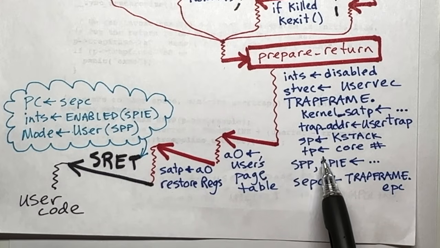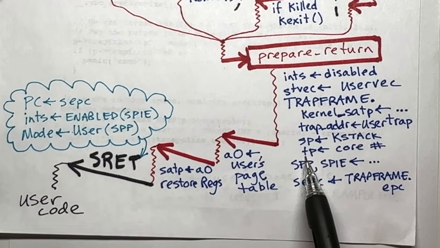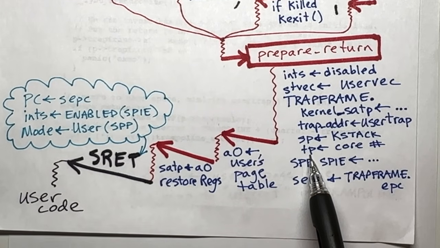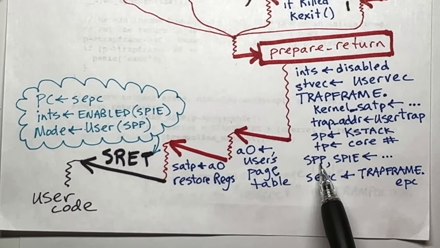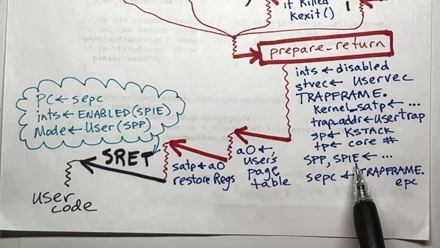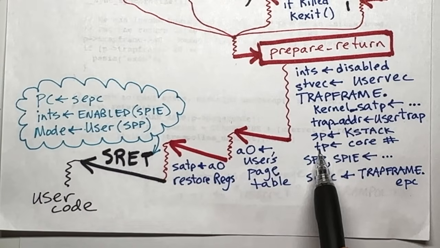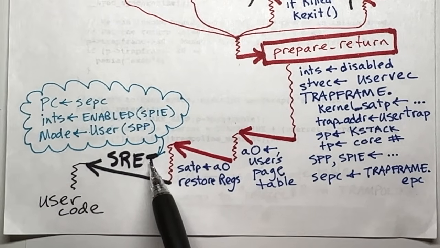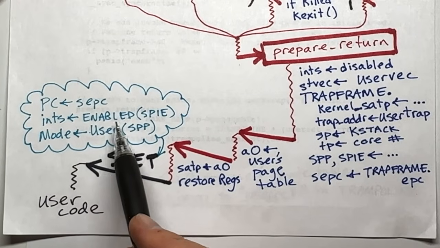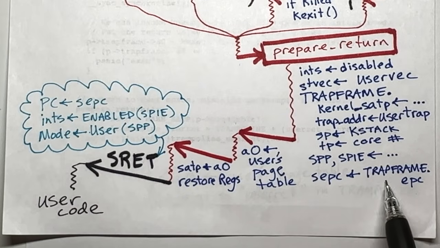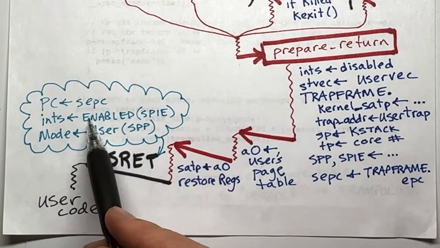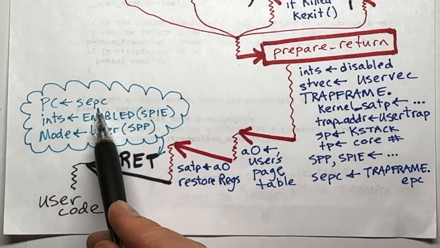And we save an initial value for the stack pointer. And we save the number of the core we're running on, since the TP register might get overwritten by the user code and we'll need to restore it after the next trap. We also set a couple of bits, namely the previous privilege bit and the previous interrupts enabled bit in the status register. The sret instruction will use these bits to change into user mode and to re-enable interrupts. And we load the sepc register with a saved copy of the program counter, which will also be used by the sret instruction. Okay, that's what prepare return will do.